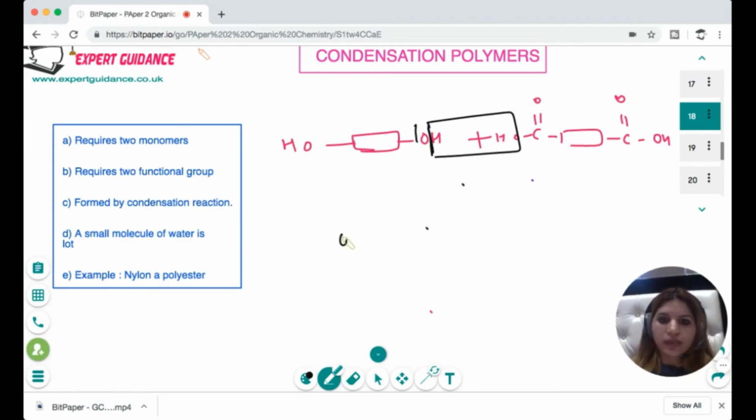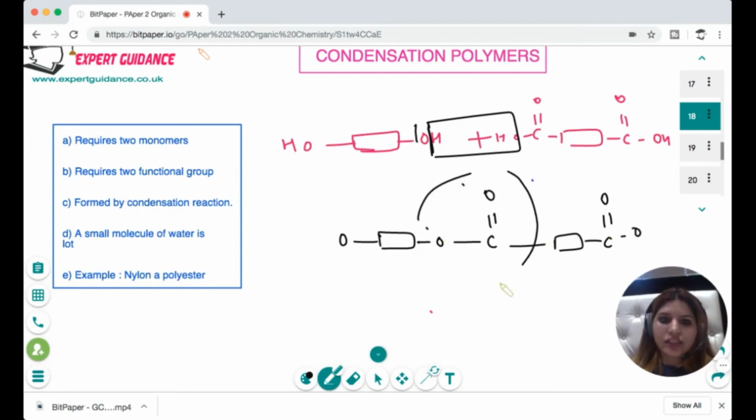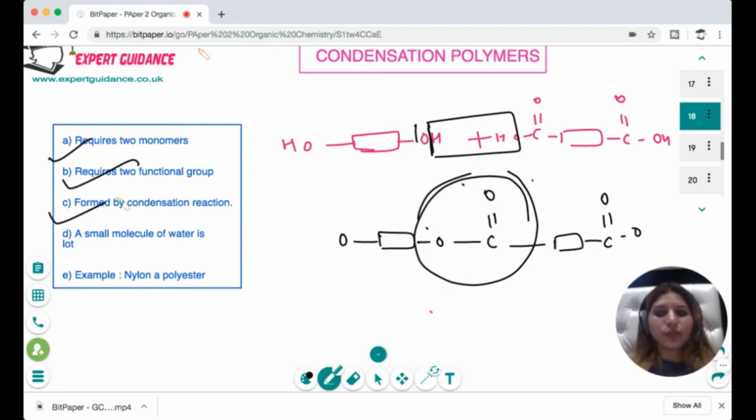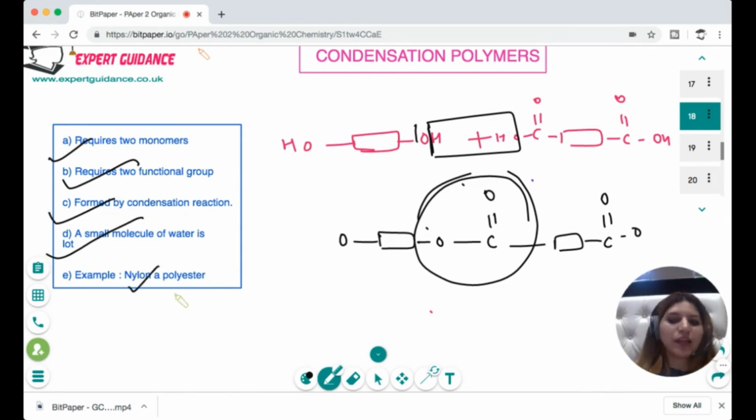So what we are left with is O, and then C double bond O, and again C double bond O. So you can see that this is the new bond that is formed by a condensation reaction. So we have 2 functional groups facing each other. We have removed a molecule of water. A small molecule like water is lost. Examples are nylon or polyester. This one is between alcohol and carboxylic acid.